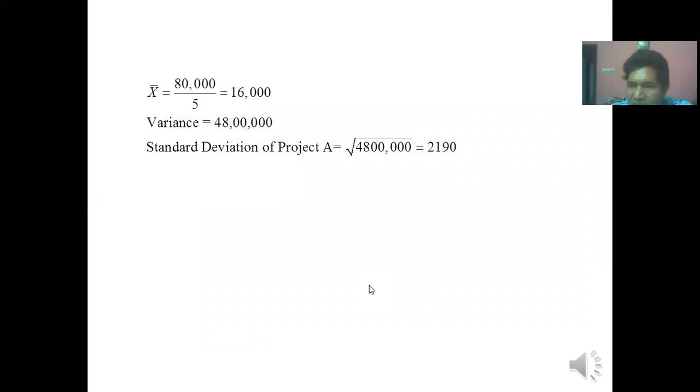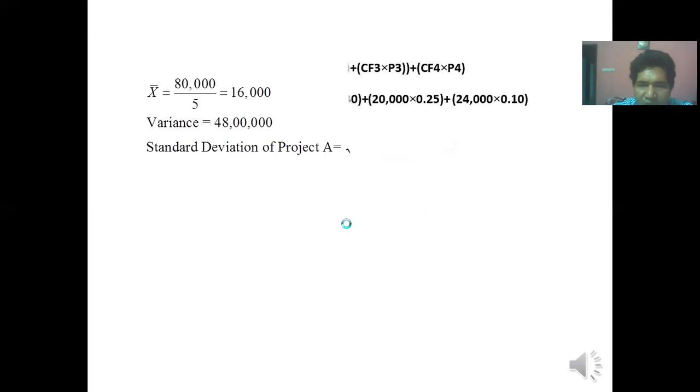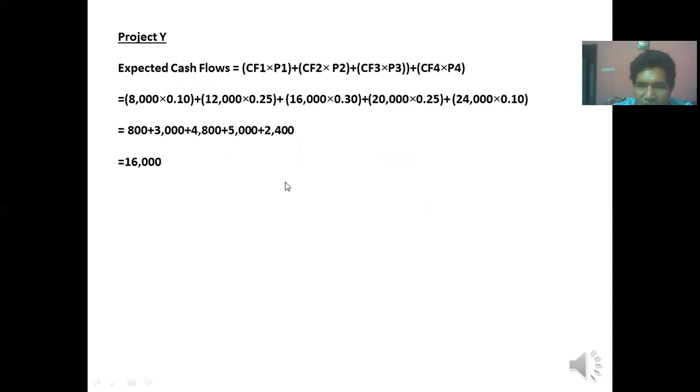This is the variance, and we know standard deviation equals the square root of variance. So the standard deviation of project X equals the square root, and the result is approximately 2,190.